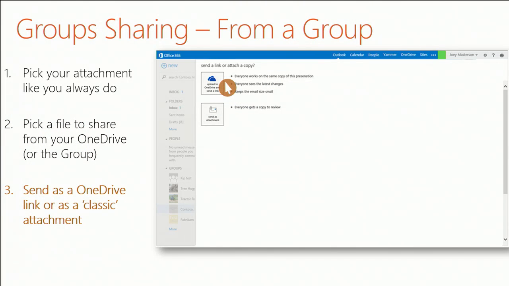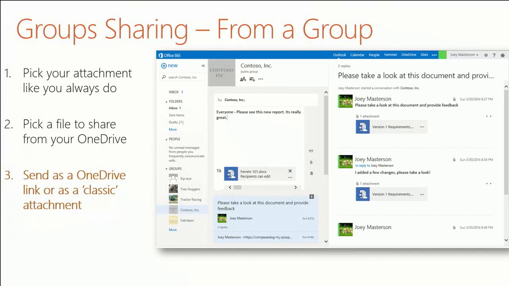You pick your file. You're asked, do you want to send it as a link or as a classic attachment? And it's put into the group post for you. So we're going to keep it familiar no matter where you are, so you don't have to relearn anything, whether you're in a group or in your own inbox.